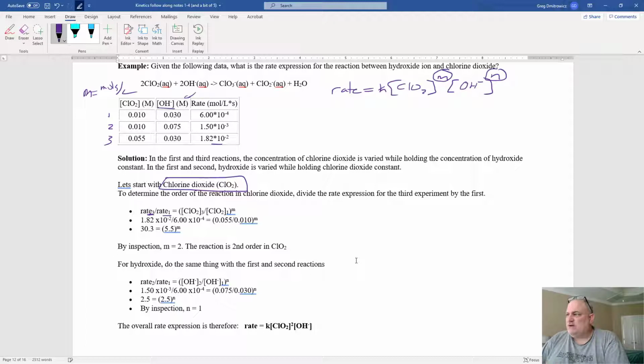So if we take a look at this right here, what we would actually be doing, if I were writing this out, I would go rate 3 is equal to K times, and again, I'm just writing the values out. Wouldn't it be ClO2 of the third run, right? All raised to the M times OH minus of the third run, and rate 1 would be equal to, and by the way, we're just going to divide these 2 by each other.